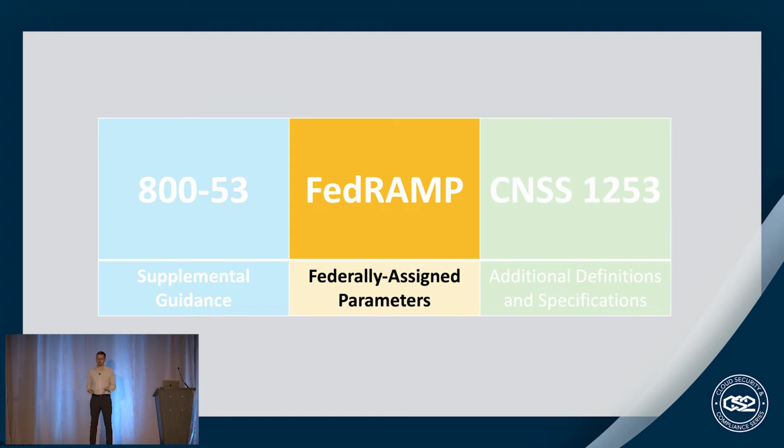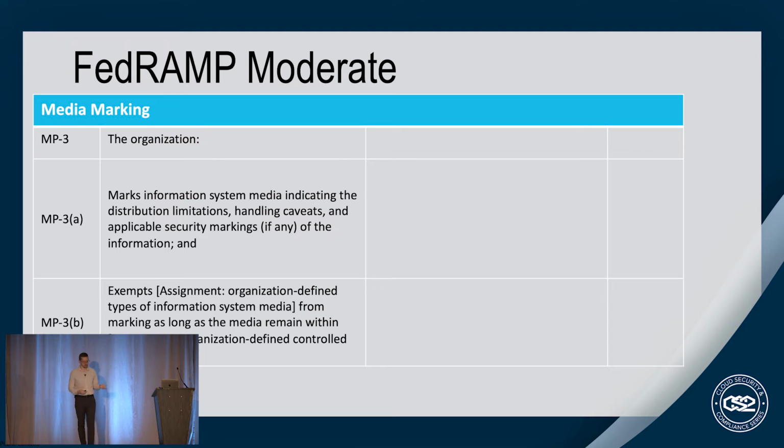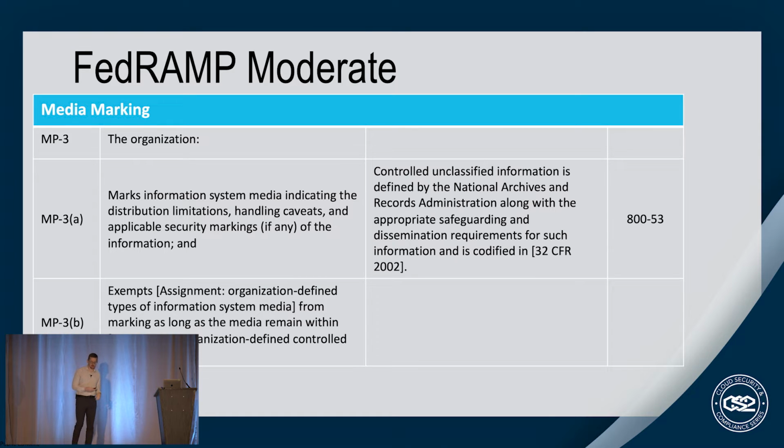So if we've got 853 and the supplemental guidance that we find there, we could then look at FedRAMP federally assigned parameters. So assuming that we're going to at least make some sort of effort to be equivalent to the FedRAMP moderate baseline, what would we find there? Well, if we get into this example here, media marking, if we just inject the existing supplemental guidance from 853, which I believe we've got here, Part A requires that any of our markings of media follows NARA guidance.